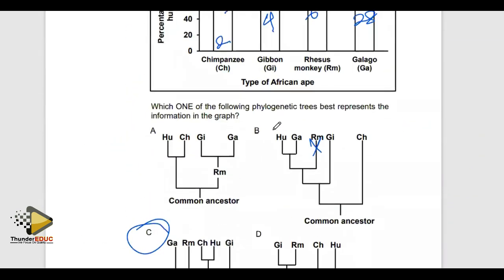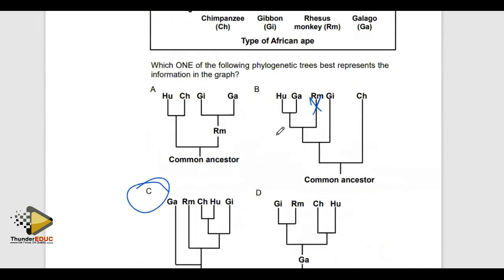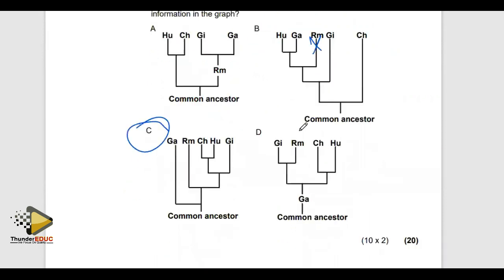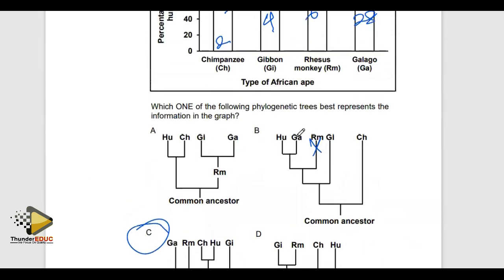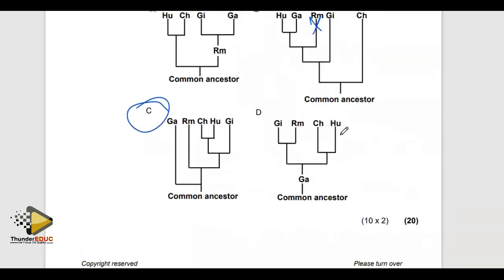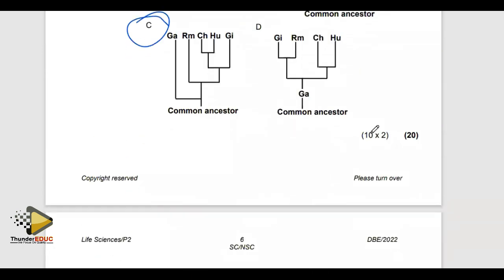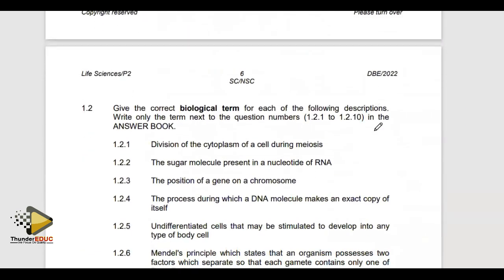This is a phylogenetic tree which we are required to study a little bit more. You don't need to cram, you just have to know the principles of the phylogenetic tree. How do you apply it? Basically, you just have to look at the similarities and differences. These are 10 questions. In most cases, they come between 8 to 10, and each question carries 2 marks.